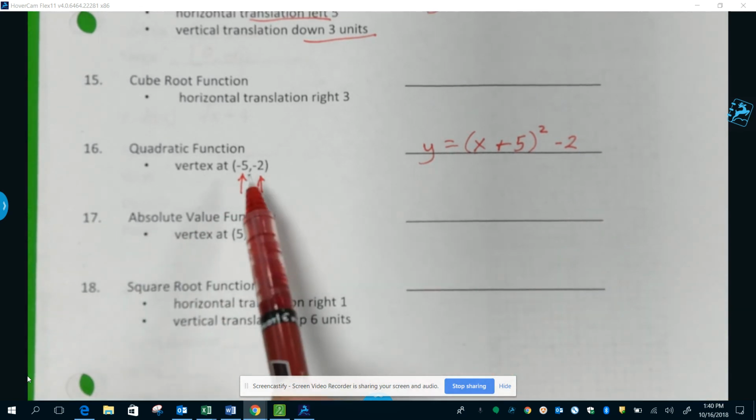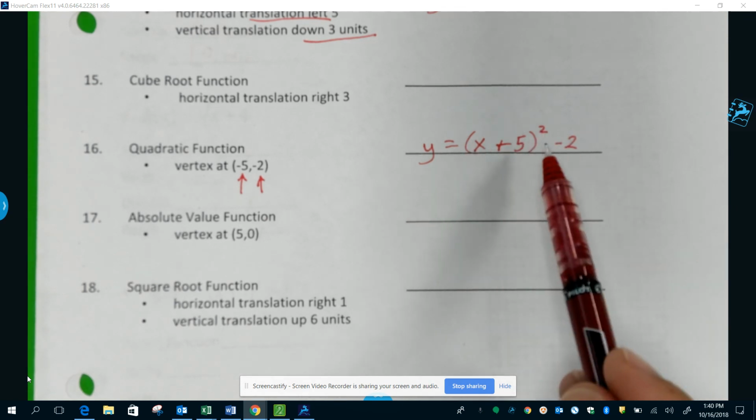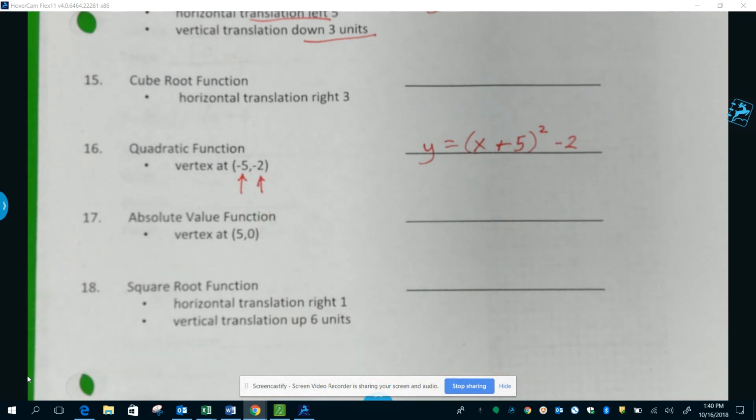So we should be able to go from a given vertex writing the equation, or if given the equation, we should be able to figure out our vertex.